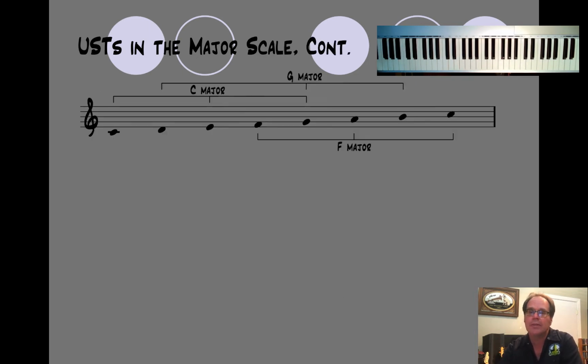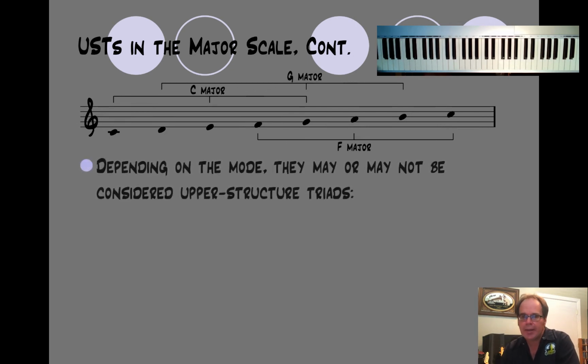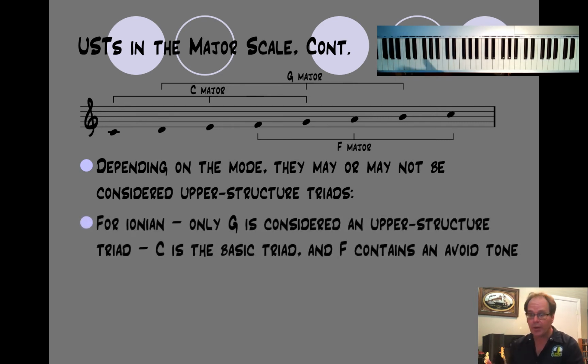So for instance, let's go here. Depending on that mode, whatever mode we're talking about, they may or may not be considered upper structure triads. For instance, in Ionian, if we had a C major 7 chord, maybe we could even extend it here with the 9 and the 13. C is not going to be an upper structure triad by definition, because that includes the root in it. Or actually it's based on the root, so that would not be an upper structure triad.